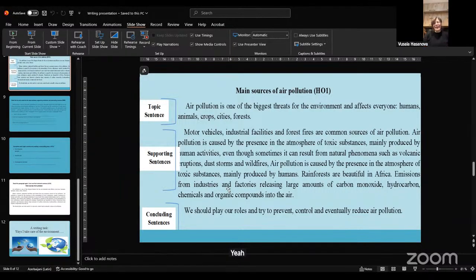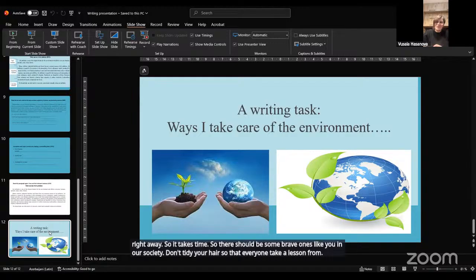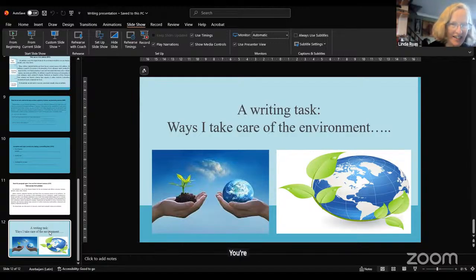Yeah, I agree with Kamala because we cannot change the mindset of the people right away. So it takes time. So there should be some brave ones like you in our society to not tie their hair, so that everyone takes a lesson from it. You're right. That's a lovely lesson.